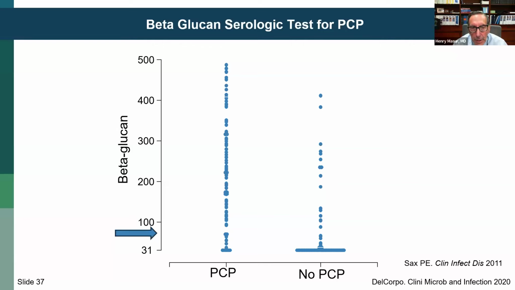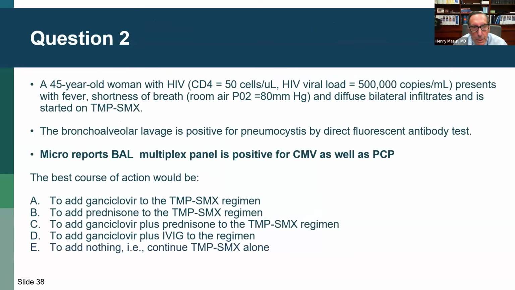And if you look at these beta-glucan levels here, and use the Fungitell cutoff of 80, you can see that if you have pneumocystis, there are patients who are negative. If you don't have pneumocystis, there are patients who are positive. So I personally don't see that this is useful, but I've debated this with Paul Sachs and others for years. Not everybody agrees. So here's another question.